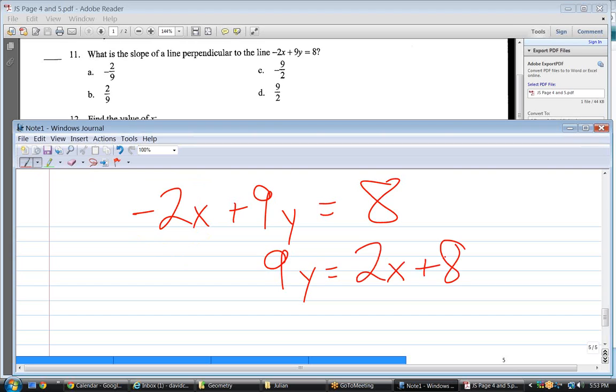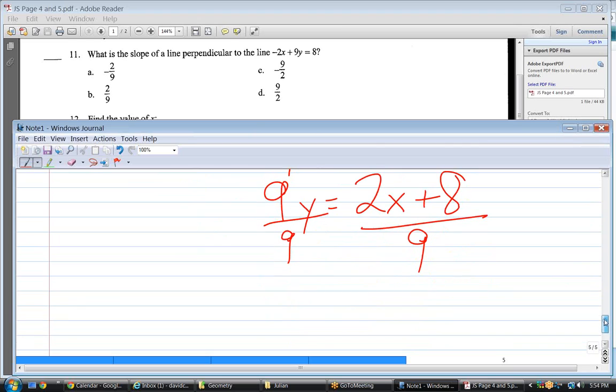Alright, and then divide by 9. So now we get y equals 2x plus 8 over 9. That is the equation of this line. So what is the slope of a line perpendicular to this? Negative 9 over 2. Good.